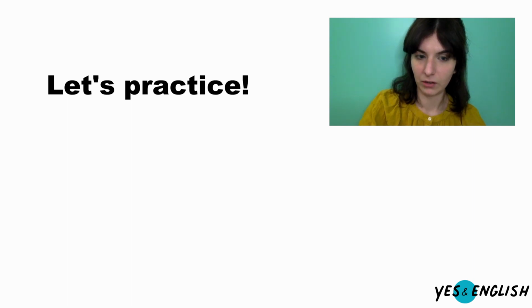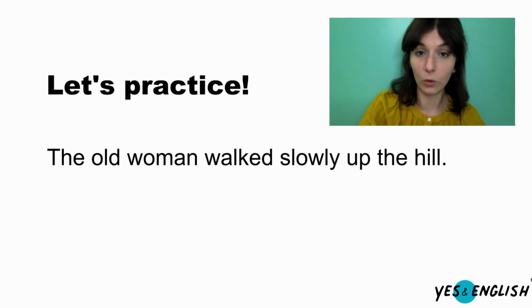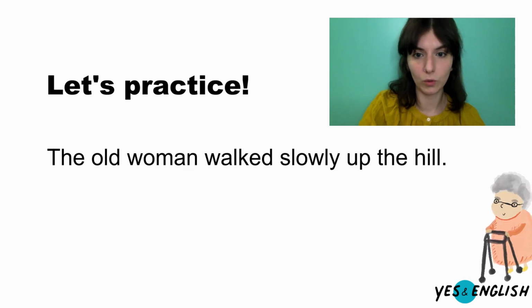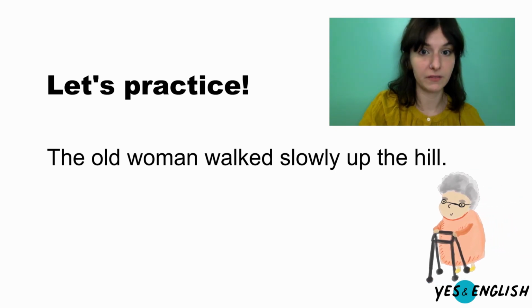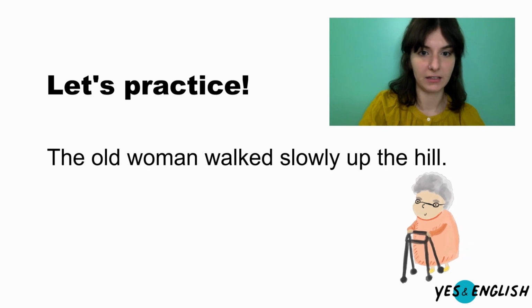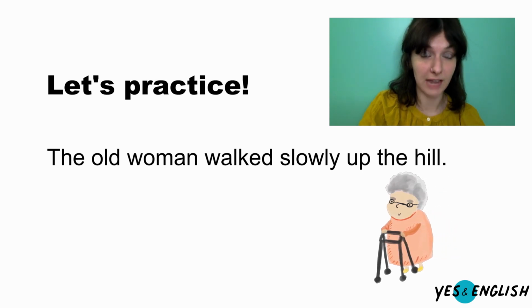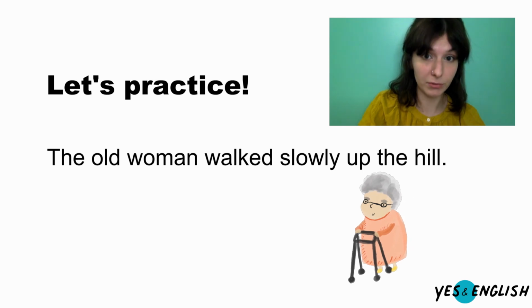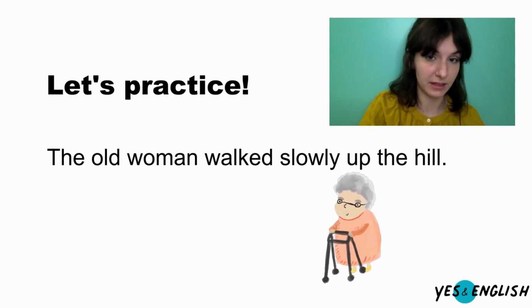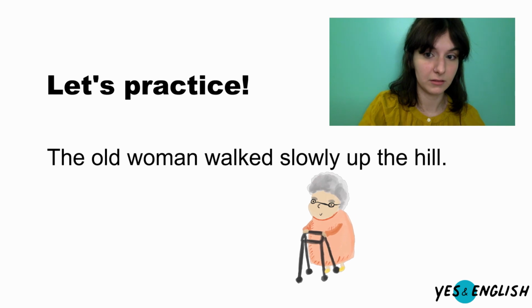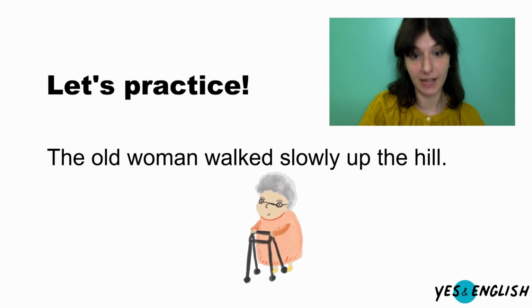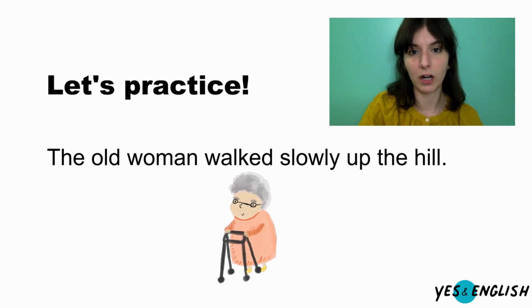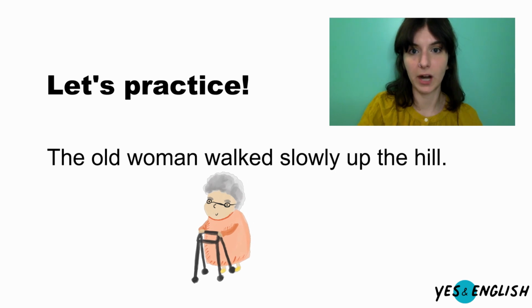Okay, so here's the sentence. The old woman walked slowly up the hill. The old woman walked slowly up the hill. I want you to pause the video and find the nouns, the adjectives, the verbs, and the adverbs in this sentence. Okay, ready? So what did you find for nouns in this sentence? Where are the nouns?